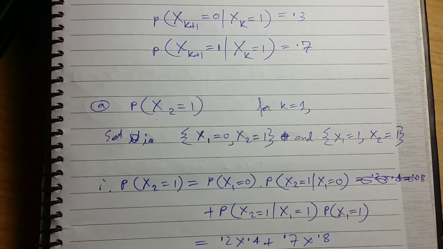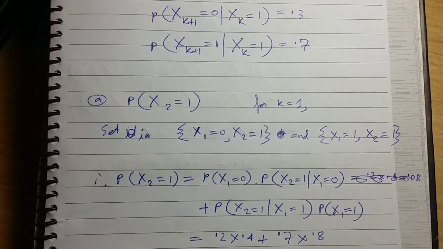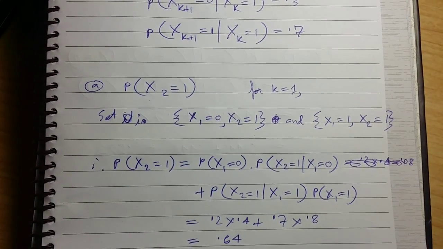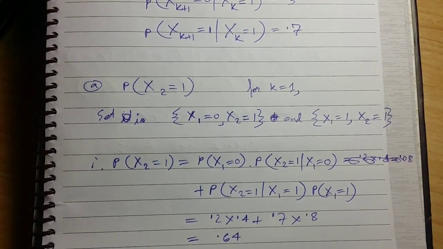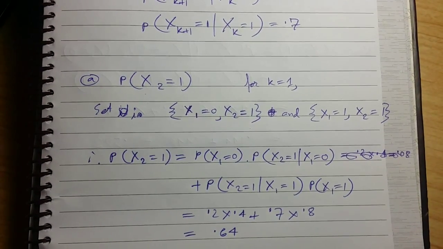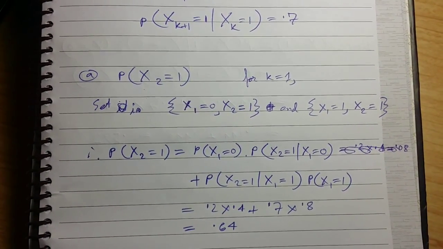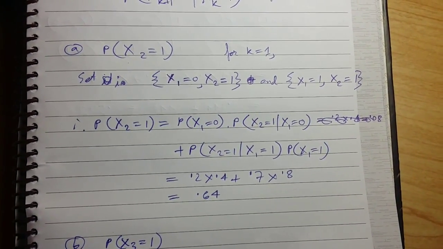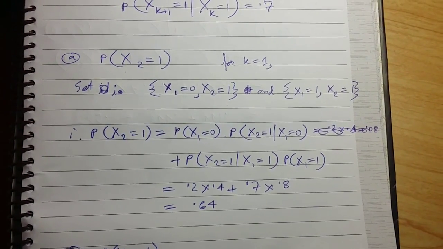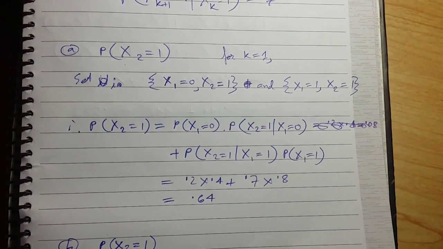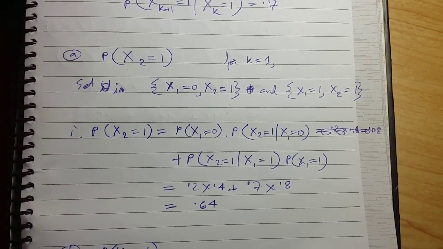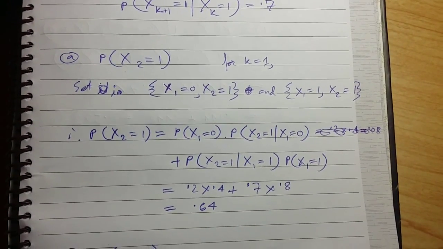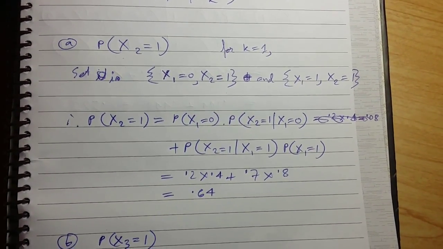In order to find probability of x2 is equal to 1, we need to find both the probability of x2 is equal to 1 when x1 was 0, and also probability of x2 is equal to 1 when x1 was 1. Sorry, it will be probability of x2 is equal to 1 given x1 is equal to 1 times probability of x1 is equal to 1, and we have to add that with probability of x2 is equal to 1 given x1 is equal to 0 times probability of x1 is equal to 0. So we get that probability of x2 is equal to 1 is 0.64.